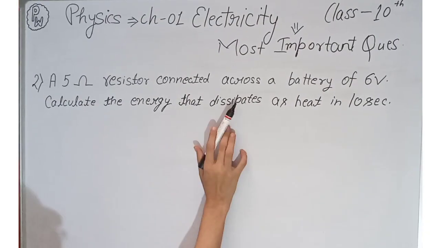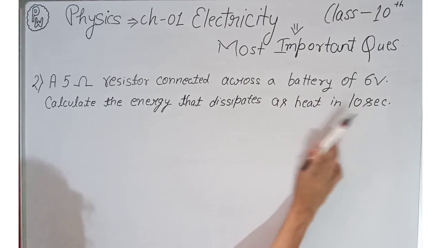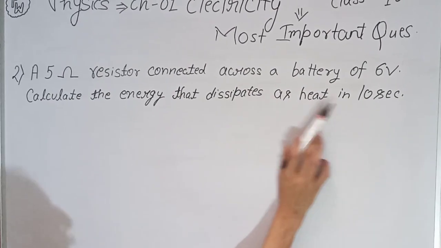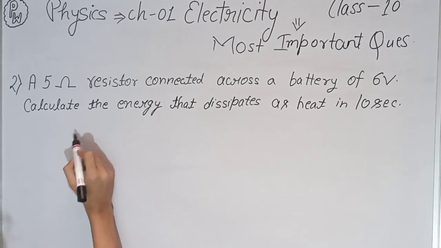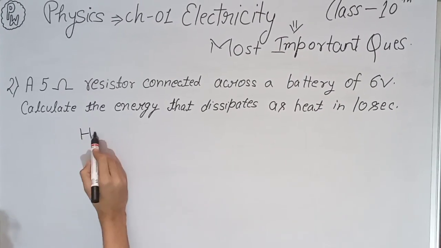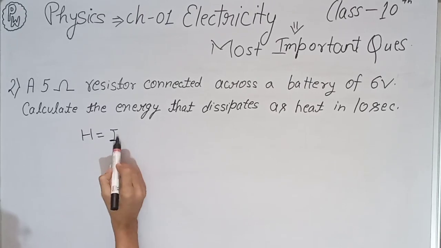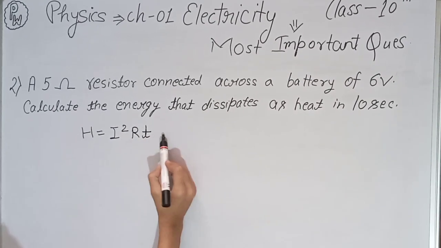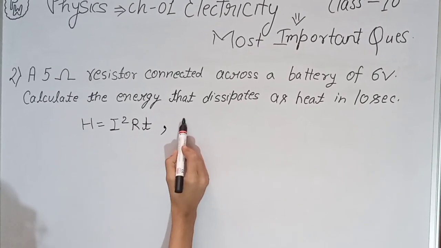Now here is the second question, that is a most important question, and it is a previous year question. A 5 ohm resistor is connected across a battery of 6 volt. Calculate the energy that dissipates as heat in 10 seconds. In this question you have to find the energy that dissipates as heat in 10 seconds.